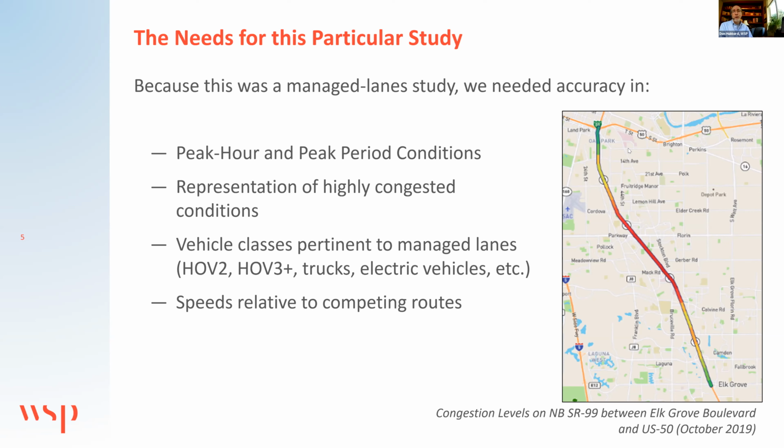And also speeds relative to competing routes. If you're going to have a tolled lane and someone's paying so that they can go 45 miles an hour, their willingness to pay is going to depend on what the speeds are on the other routes. Next slide, please.